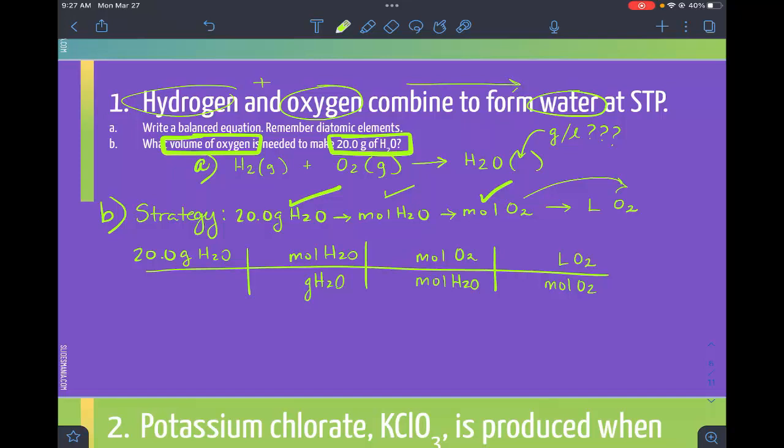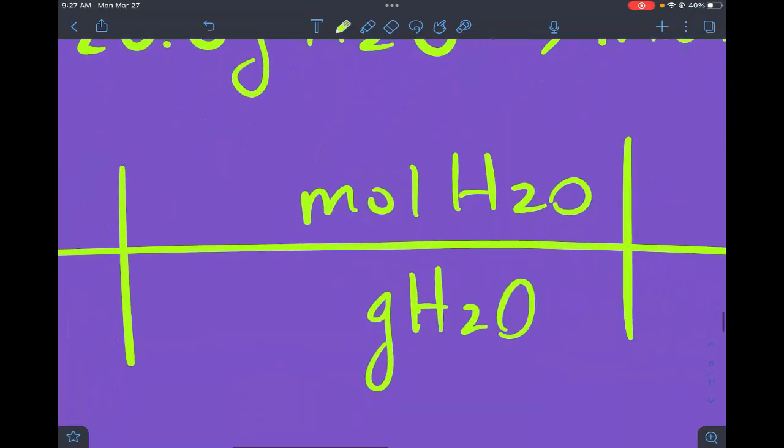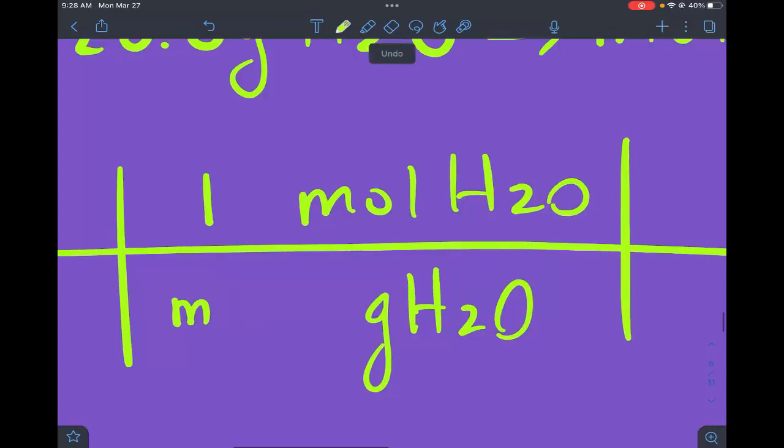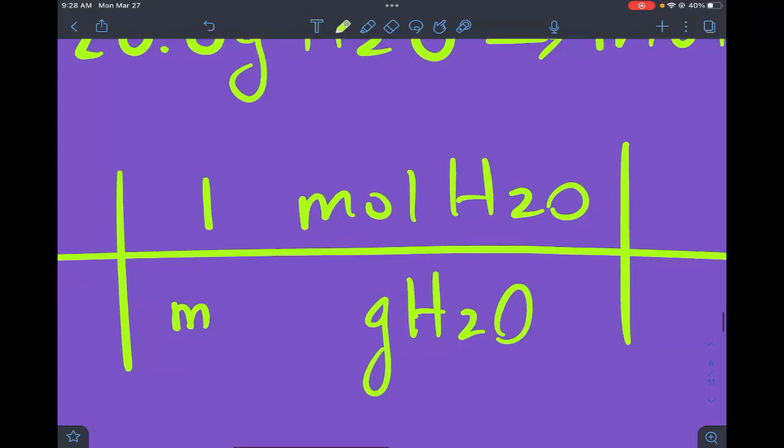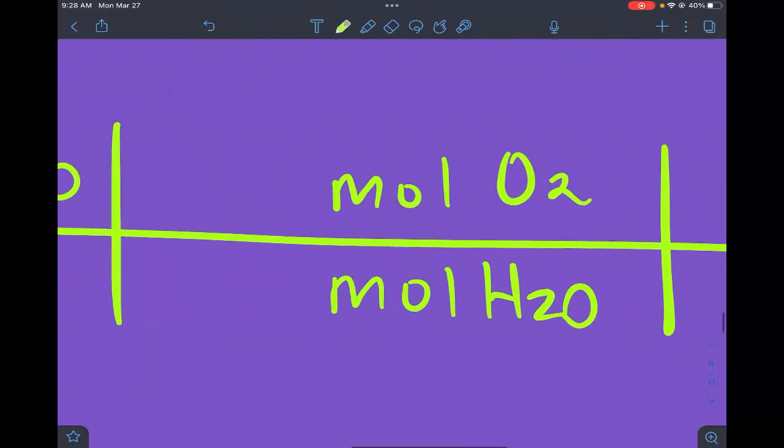All right, we are going to look at one conversion factor at a time. So moles of H2O to grams of H2O. Remember, if you have moles to grams, you use 1 mole, and down here is going to be the molar mass of water. Well, the molar mass of water is 18.02. Okay, the next conversion factor over is moles of O2 and moles of H2O. Well, when it's moles to moles, you use the coefficients.